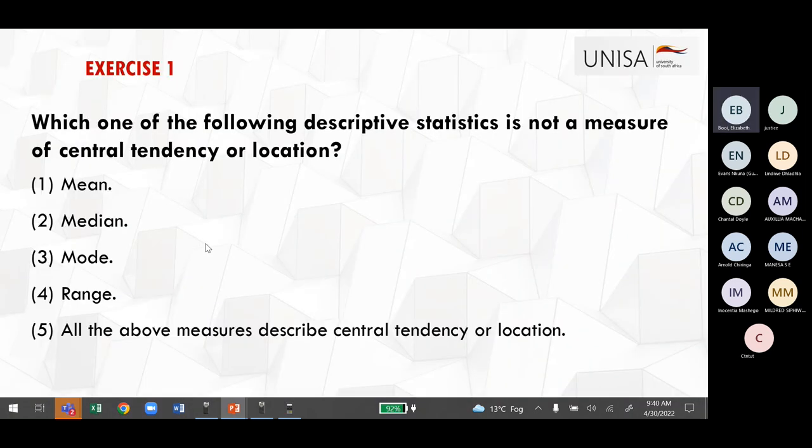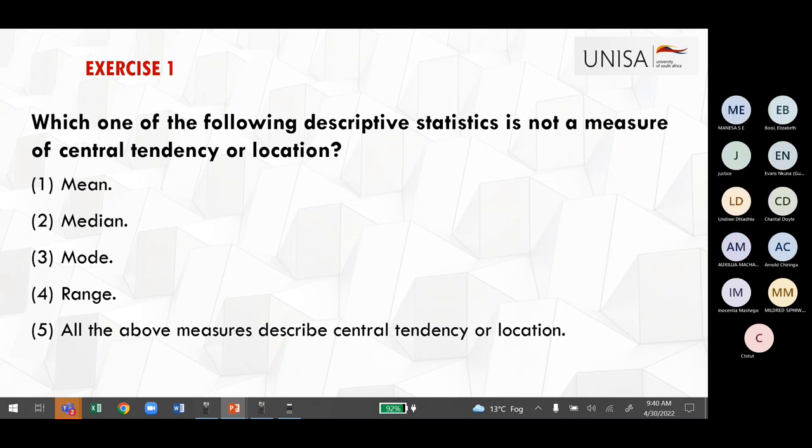Which one of the following descriptive statistics is not a measure of central location? Let's see if you still remember. What have we used today? You can just unmute and tell me which one is not a measure of central location. Anyone?